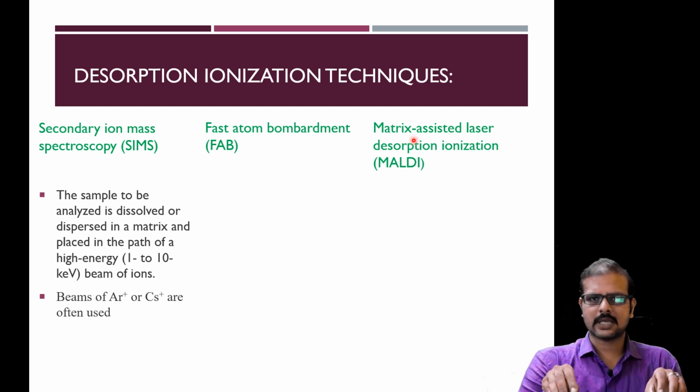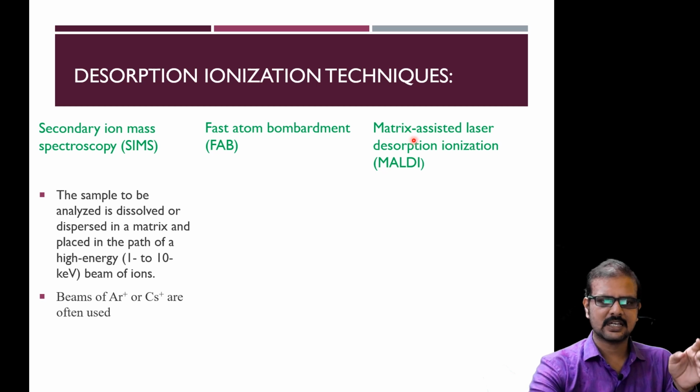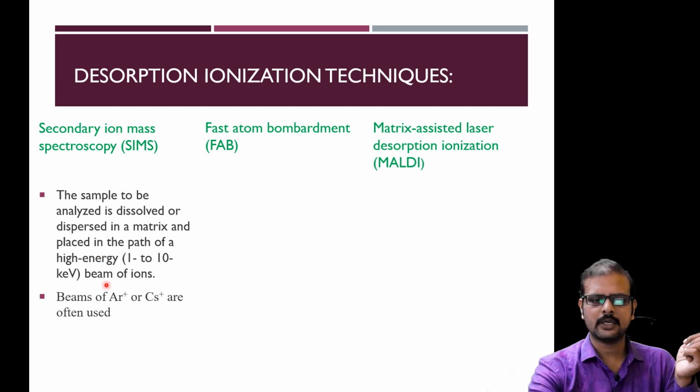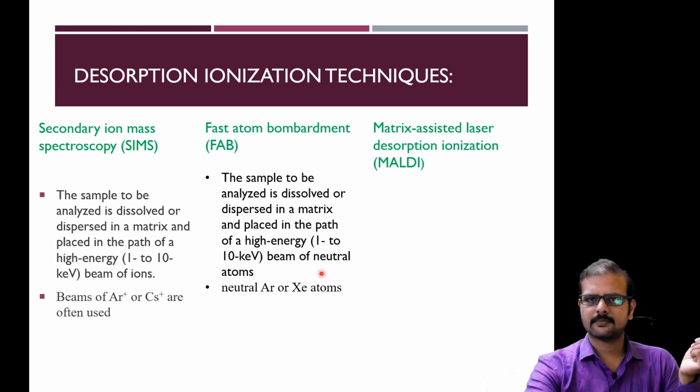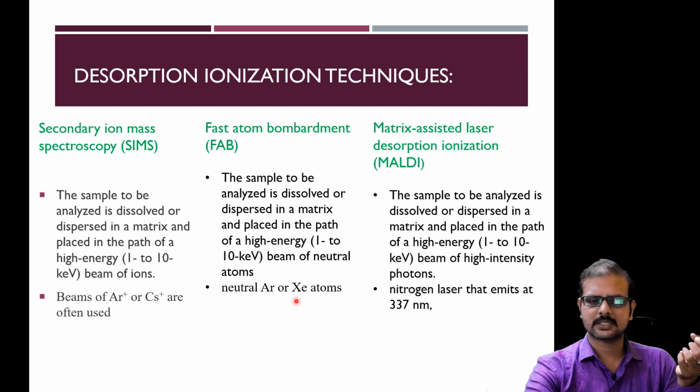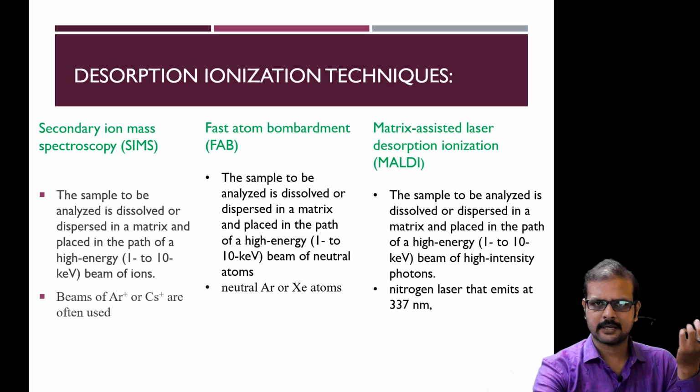This matrix contains our sample, where the sample is hit with a beam of ions with 1 to 10 kilo electron volts of energy. These are the energies with which we hit the molecules. The ions taken are Ar plus and Cs plus. In fast atom bombardment, we take neutral atoms like argon and xenon, and with these high energy neutral atoms we hit the sample. In matrix assisted, we take laser beams of high intensity, like a nitrogen laser of 337 nanometers, photons of light used for heating the matrix.